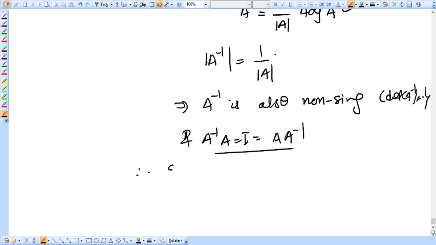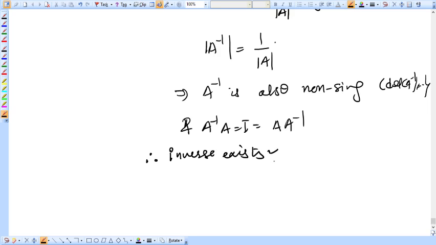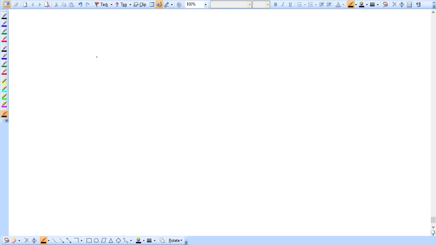Therefore the inverse exists, right? So thus we can say that, given the set, therefore we can say the given set is a group.